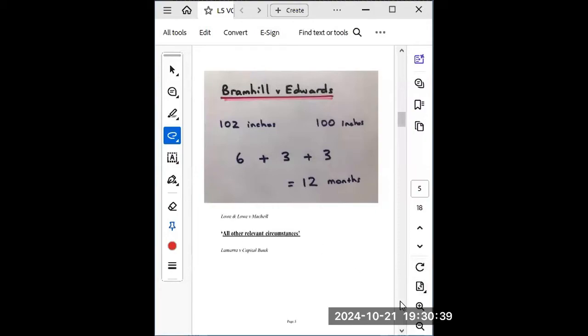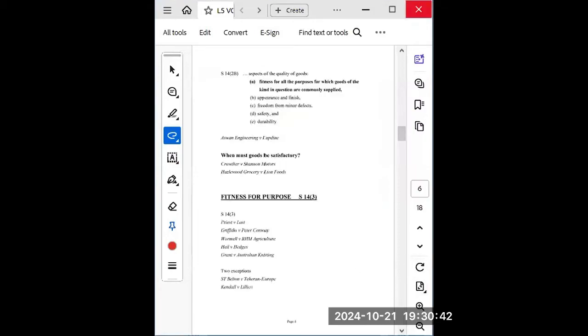Now, section 14.2B says the following are aspects of the quality of the goods: fitness for all purposes for which goods of this kind are commonly supplied, appearance and finish, freedom from minor defects, safety, durability. As far as this first bit is concerned, goods must be fit for all purposes for which goods of this kind are commonly supplied.